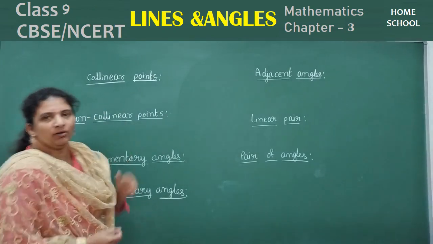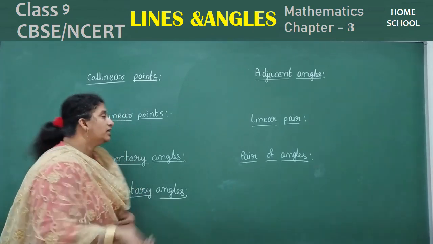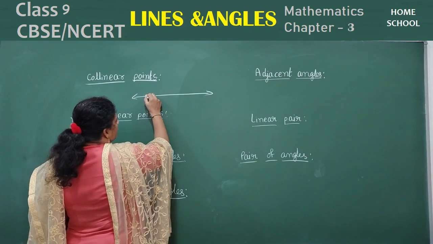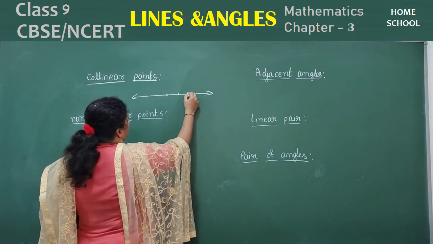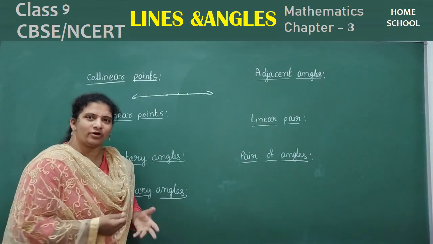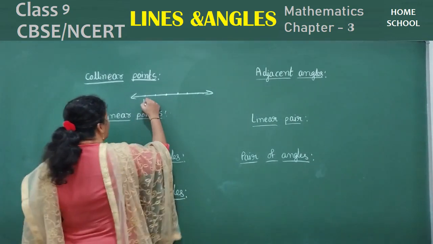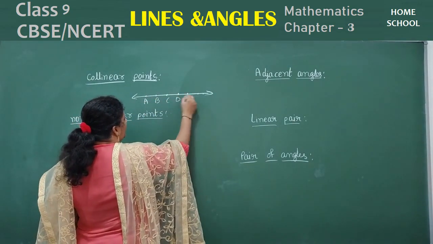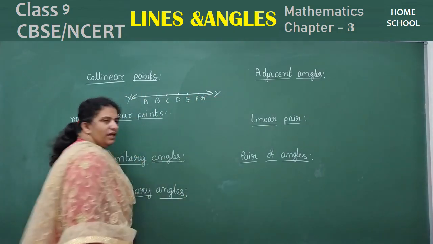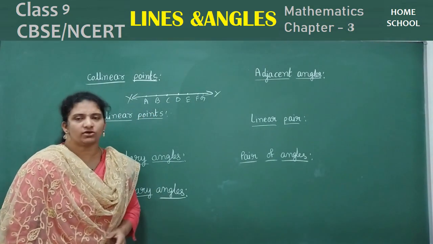That is collinear points. What do you mean by collinear points? You have seen already. What are collinear points? The points, this is a line, right? So if you mark some points on this line, how many points can you mark on this line? You can mark as many points as you want, right? So let's mark here A, B, C, D, E, F, G and your line X, Y, right? So how many points can you mark? Infinitely many points you can mark.